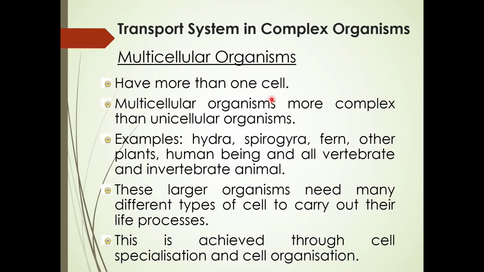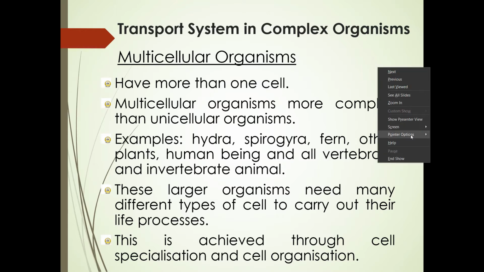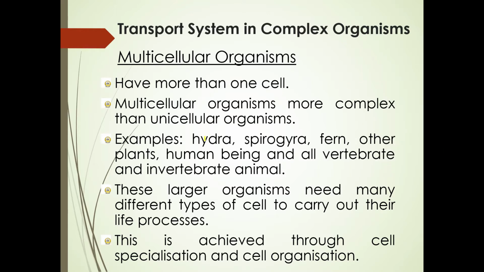Transport system in complex organisms. A multicellular organism, like us, has more than one cell. A multicellular organism is more complex than a unicellular organism. Examples are Hydra, Spirogyra, fern and other plants, human beings, and all vertebrate and invertebrate animals.